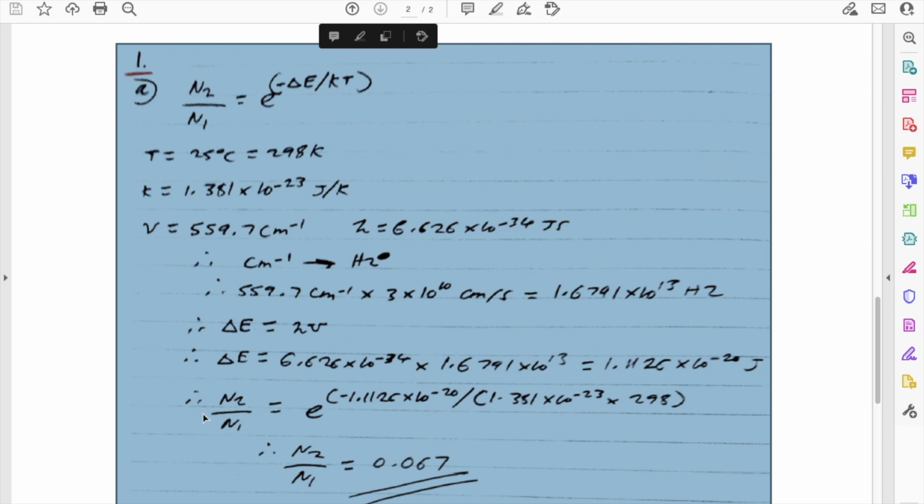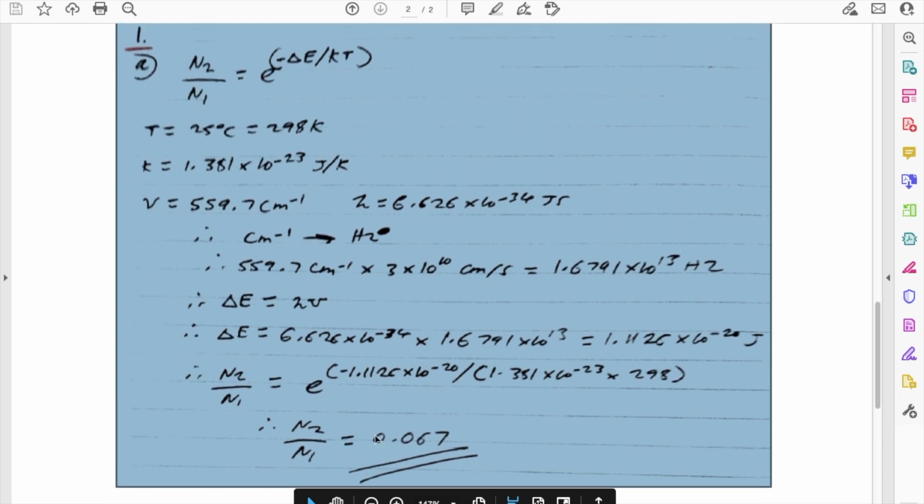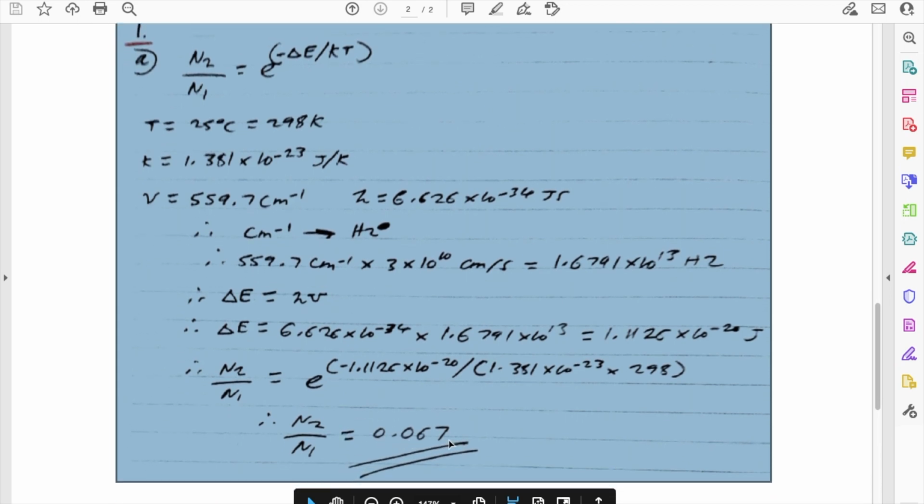Now we substitute all this data into the Boltzmann distribution formula. After subbing it in, we get a ratio of 0.067 between N2 to N1. Note there is no units here, as this is a ratio, which is the final answer.